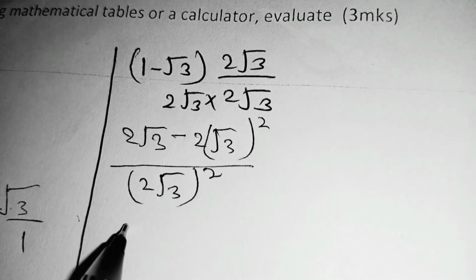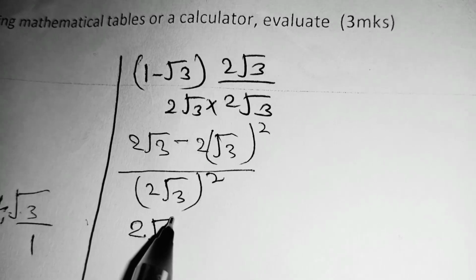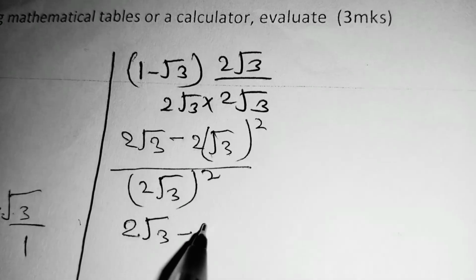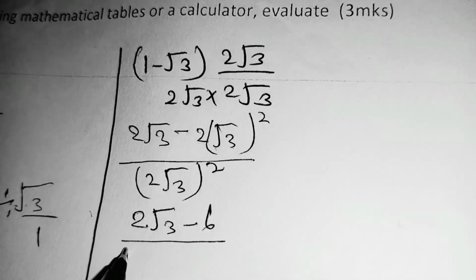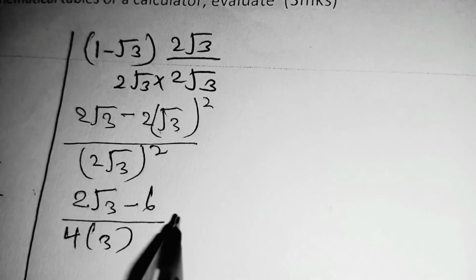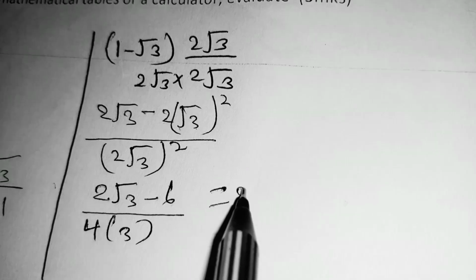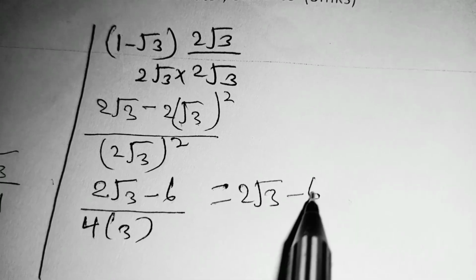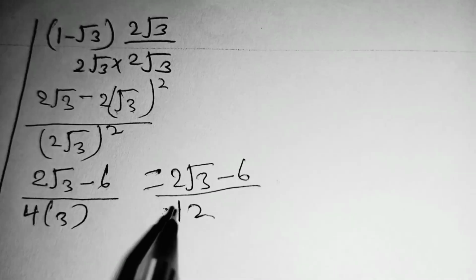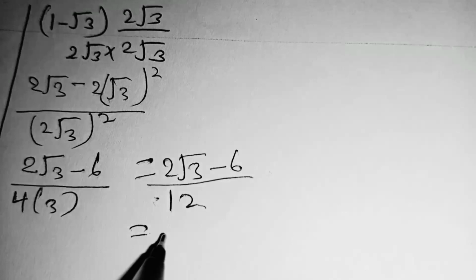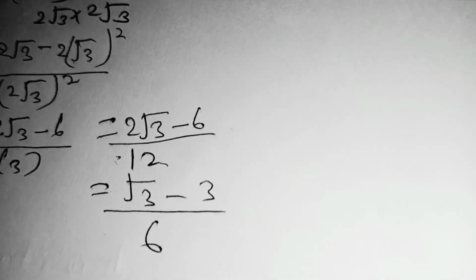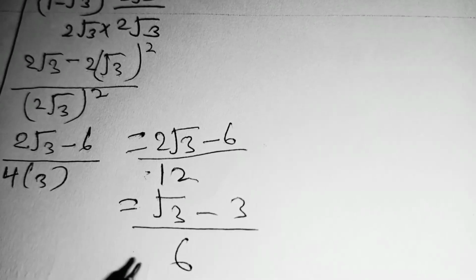So that now we shall have 2 root 3 minus root 3 squared is 3, 3 times 2 is 6, divided by 4. Root 3 squared is 3 multiplied by 3, which is equal to 2 root 3 minus 6 divided by 4 times 3 is 12, which can be written as root 3 minus 3 divided by 6, after dividing by 2.